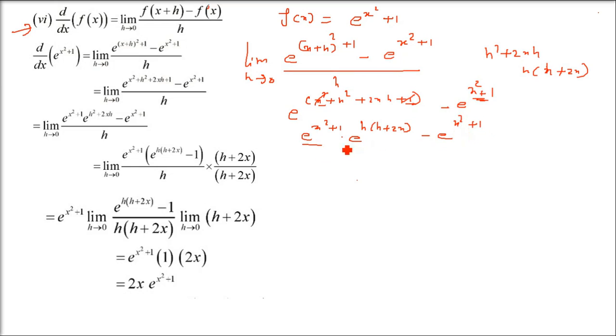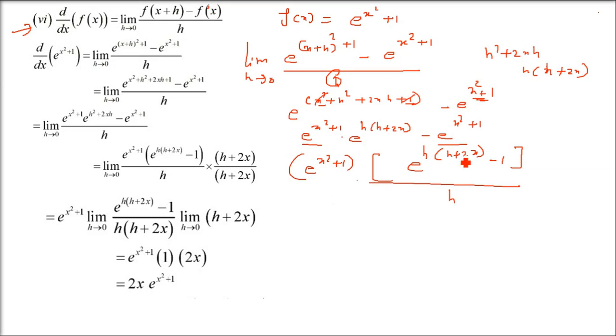So we'll take e raised x square plus 1 common from here. So e raised x square plus 1 common, and inside this we have e raised h into h plus 2x, and then minus 1 because we have already taken this outside, and divided by h. If you see here, this is h plus 2x. So we need h plus 2x in the denominator because we need to apply the formula or the theorem we had. So h plus 2x in the numerator, in the denominator we have to multiply.